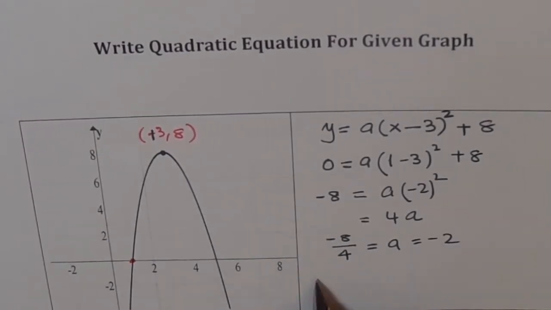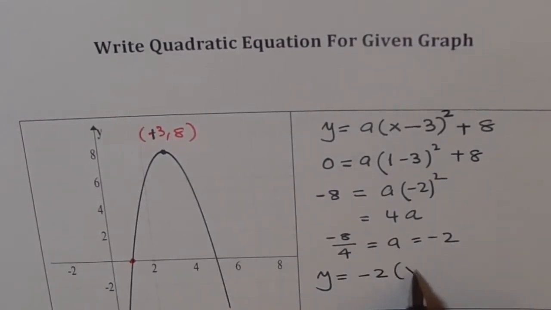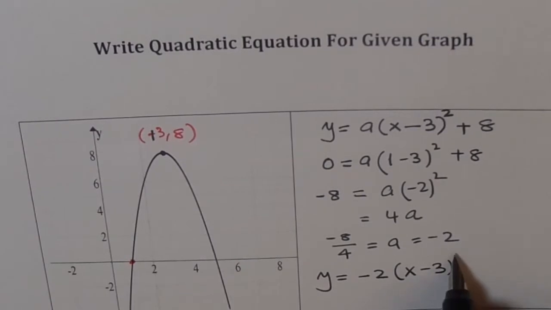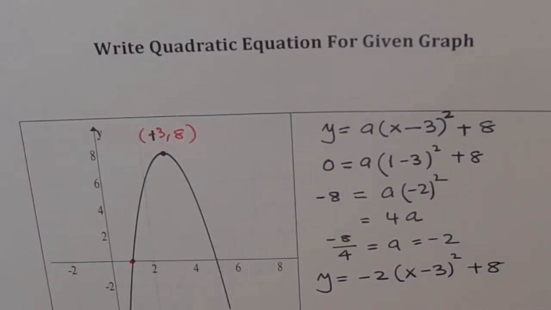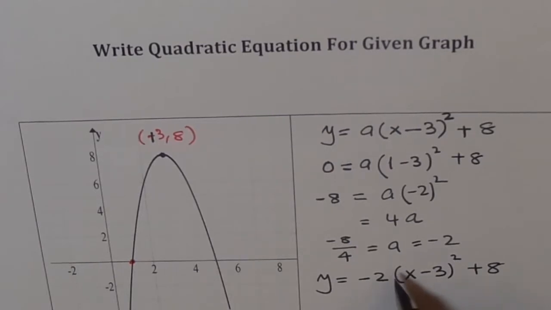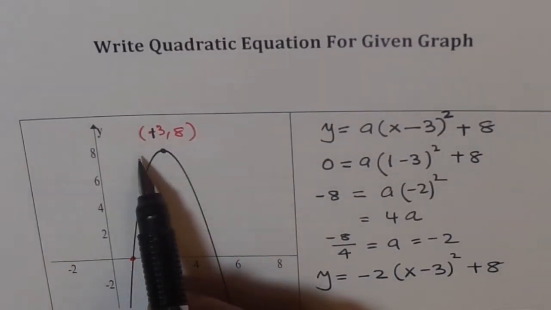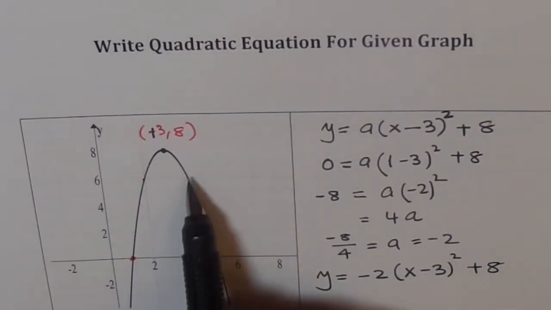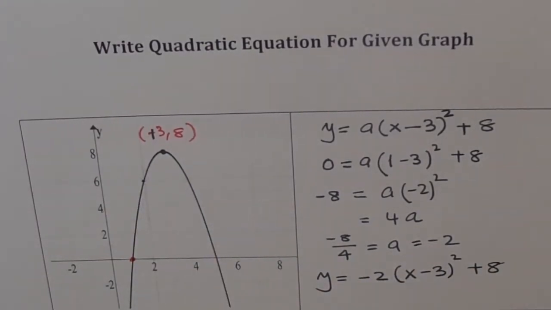So therefore, we have the equation of this curve as y equals minus 2 times (x minus 3) whole square plus 8. That seems to be correct. Minus indicates that the parabola is opening downwards, right? And 2 indicates that we have a step of 2 times 1, 3, 5, 7, correct? So if we go 1 unit left, we are coming 2 units down. It makes sense, correct? So it seems to be just the right equation.